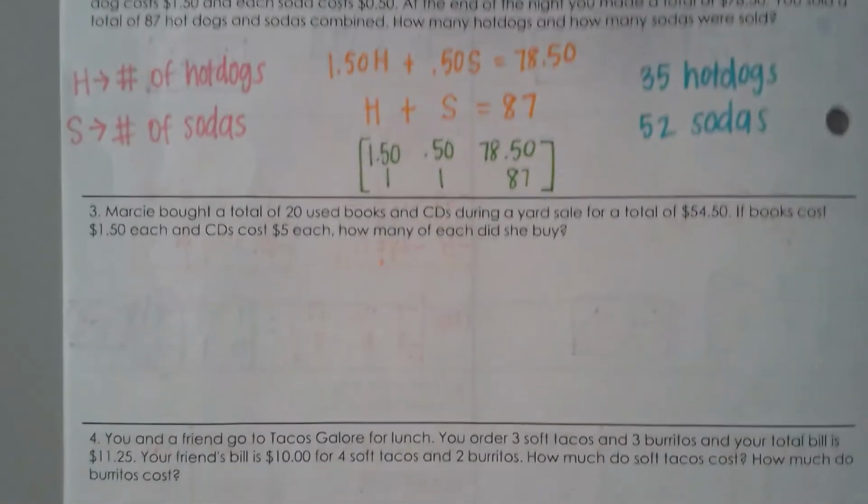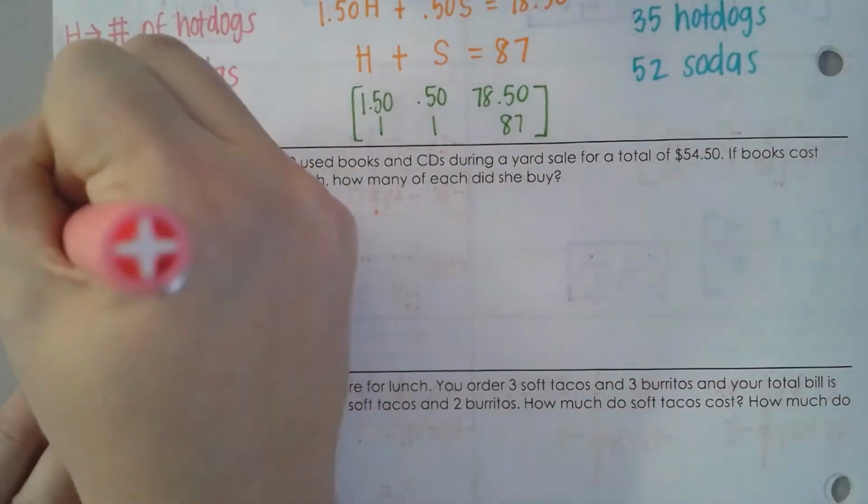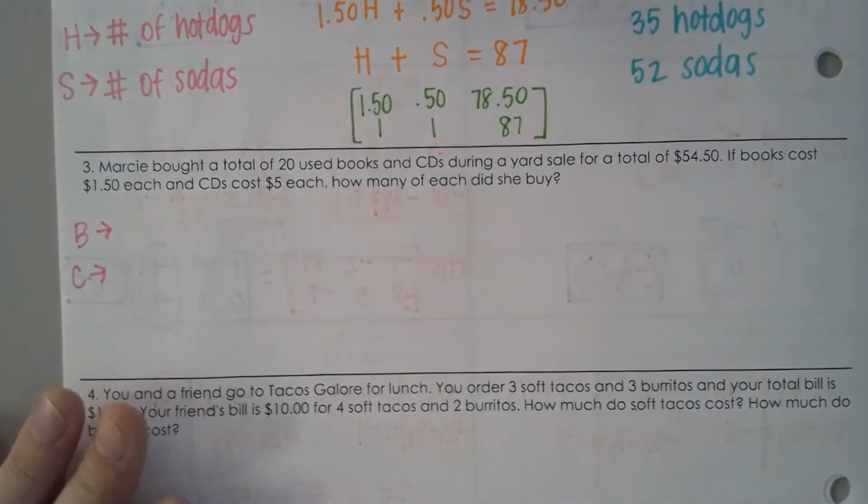Let's go to number 3. Marcy bought a total of 20 used books and CDs at a yard sale for a total of $54.50. Books cost $1.50 and CDs cost $5. We want to know how many of each she bought. So what are my variables? B and C. Technically, you can use any letter you want, but in my brain, B and C makes sense.